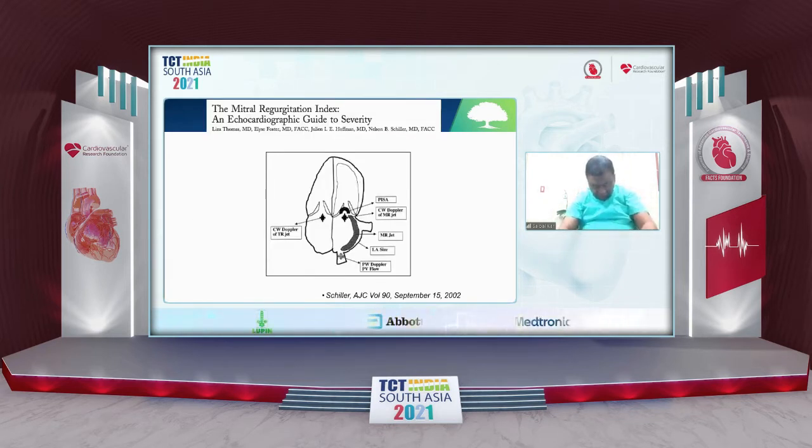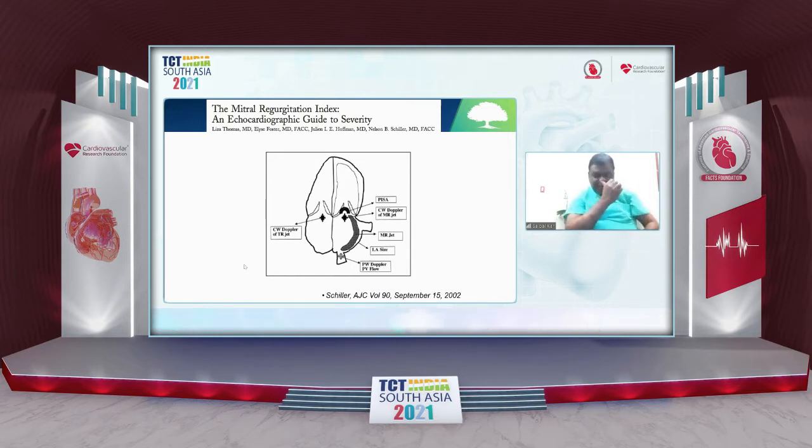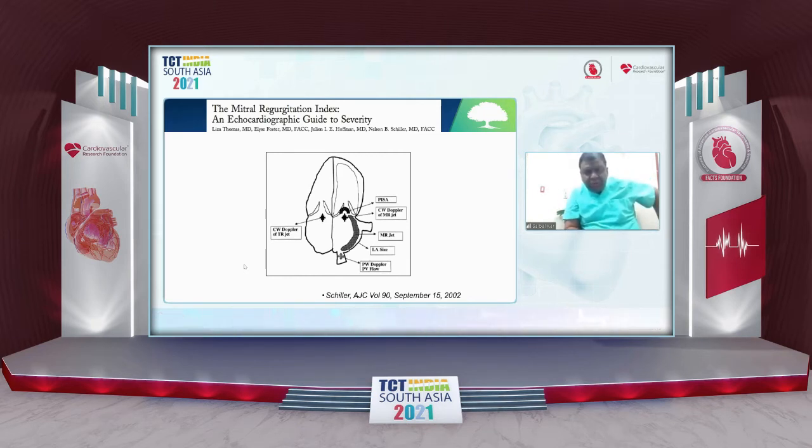I want to go to this very old slide by Nelson Schiller from several years ago. It is the foundation of some of the quantitative and semi-quantitative assessments of MR. It is a hand drawing by Dr. Nelson Schiller, and he made it very simple. He started with the PISA, then the continuous wave MR jet, then the MR jet area, then the left atrial size, and finally the pulmonary vein flow. And then, of course, the TR jet, because indirectly the TR will be more significant if you also have MR.